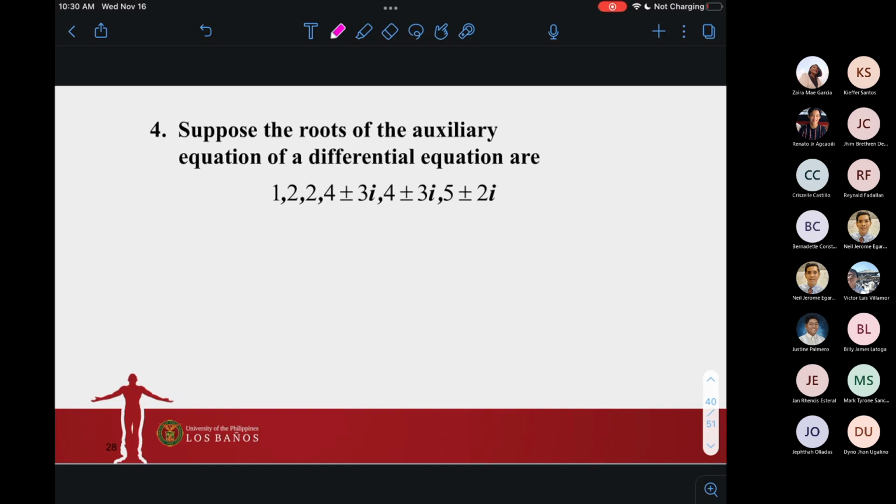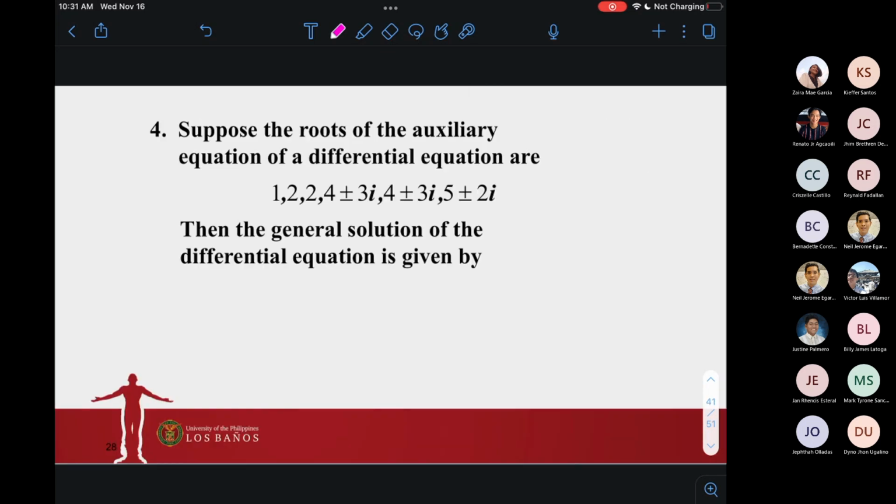So kapag meron ka daw auxiliary equation, ito yung mga solution na makukuha mo para dun sa auxiliary equation na yon. The challenge is, can we find the general solution dun sa differential equation na ito ang roots ng auxiliary polynomial? Okay? So without even knowing how the general linear differential equation looks like, kaya natin siyang makuha, or kaya natin makuha yung solution by just looking at what are the solutions of the auxiliary polynomial.